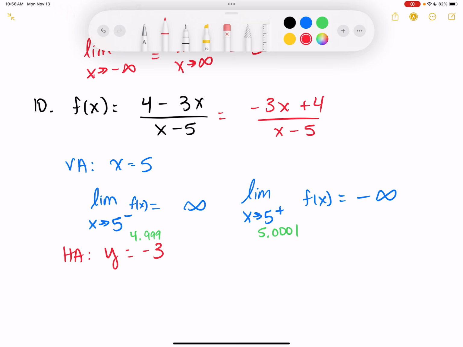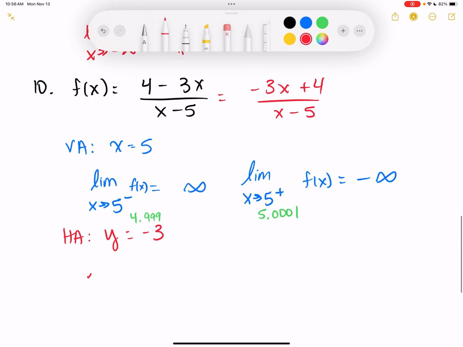And then for the horizontal, the limit as x approaches negative infinity should be equal to the limit as x approaches positive infinity. And so again, the plus 4 and the minus 5 are pretty much irrelevant. So if I plug in 500, I've got negative 3 times 500 divided by 500, we get negative 3. And if I did negative 500, I'd have negative 3 times negative 500 divided by negative 500, I get negative 3 still. So I'm good to go.